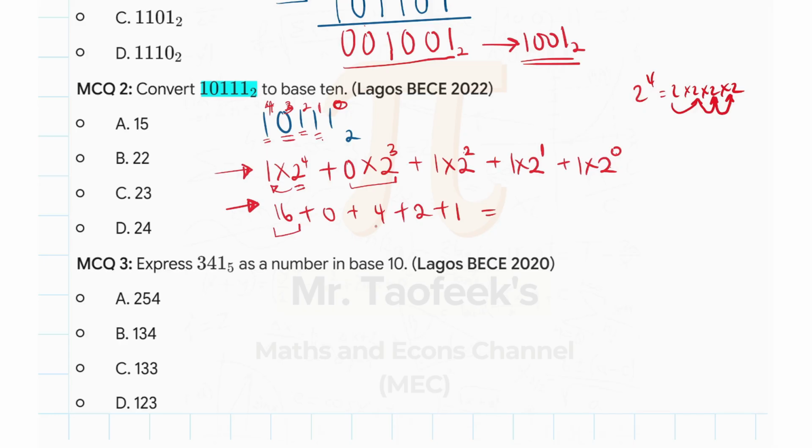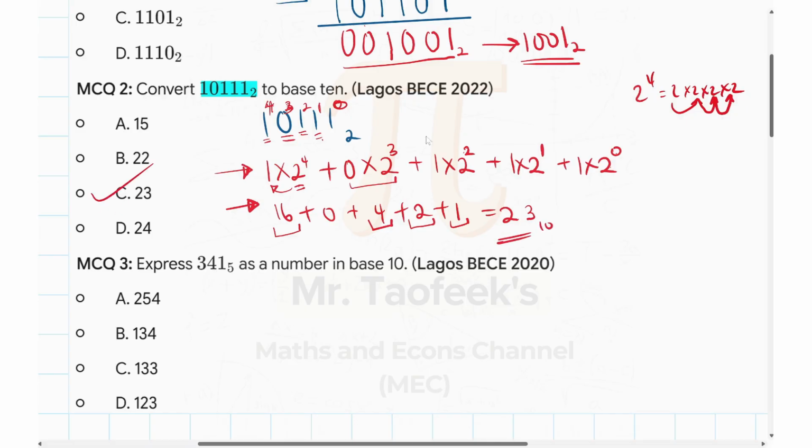16 plus 0 is 16. Then 16 plus 4 is 20. 20 plus 2 is 22. And 22 plus 1 is 23 in base 10. So the answer is option C. Okay, this is really good.